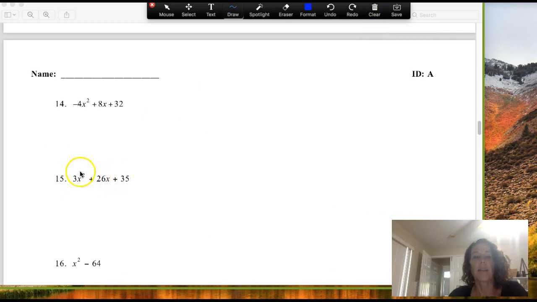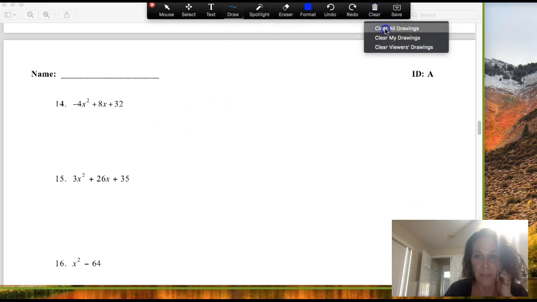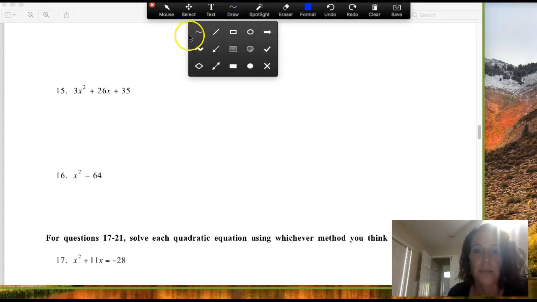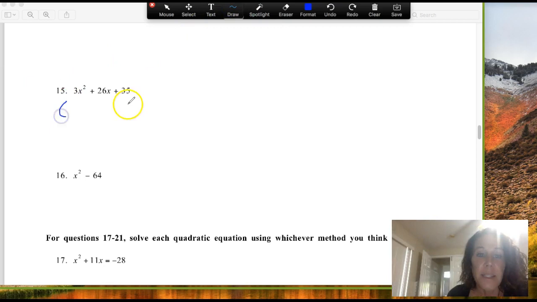This one has a 3 in front. Let's see if I can divide it out by factoring out my greatest common factor. All right, does 3 divide into 26 or 35? 3 doesn't divide into 26, and it doesn't divide into 35, so I can't. So I'm going to have to do, there's a couple methods that work here. I like to do the guess and check where I do this. I still just use my FOIL method and I guess and check.